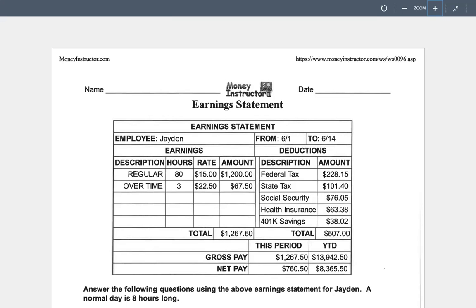But however much money since he's been working there in the current year, so the current year for us is 2021, how much has he made? So for this year to date, remember that, year to date, YTD, gross pay, so far this year, for us it's 2021, Jayden has made $13,942.50.